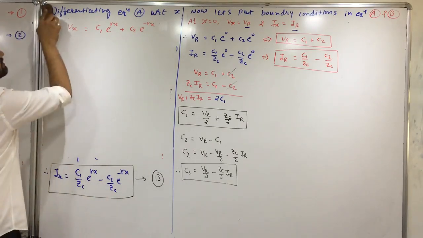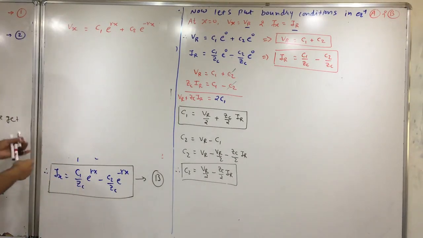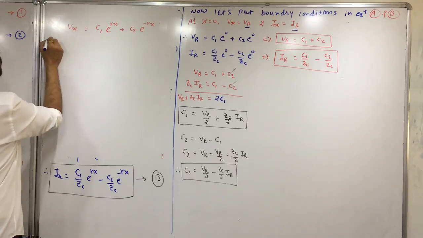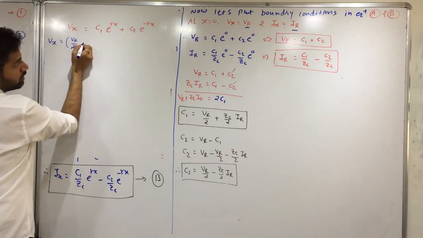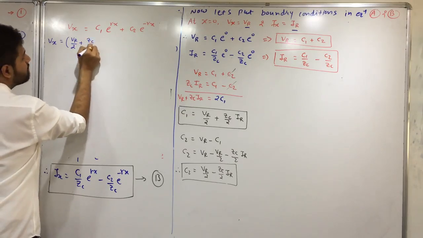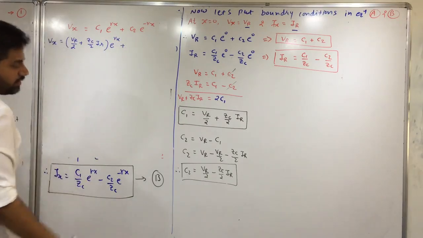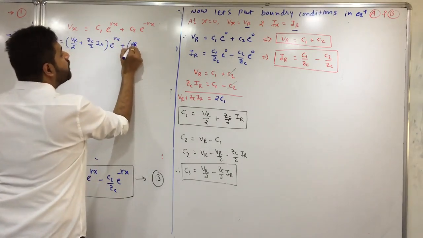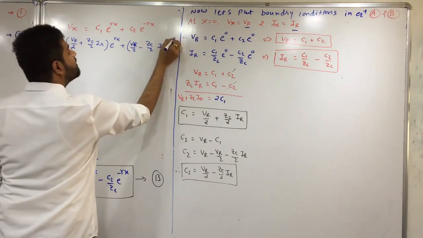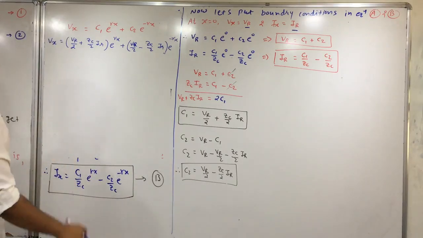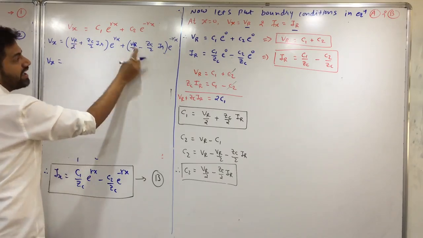So I've got Vx is equal to this, and we're putting the value of C1 and C2. So let's see. Vx is equal to, what is the value of C1? That's VR by 2 plus ZC by 2 into IR into e raised to gamma x plus VR by 2 minus ZC by 2 IR e raised to minus gamma x. Is it clear? Fine. So I can say that Vx is equal to, see, I take VR common.